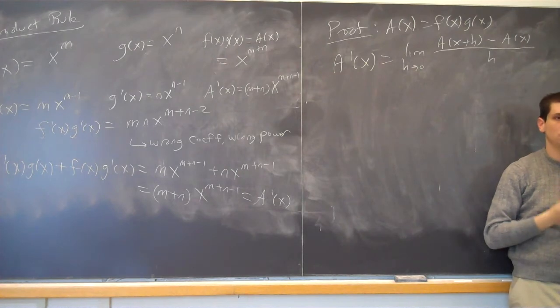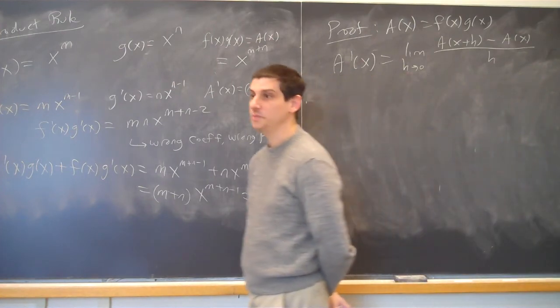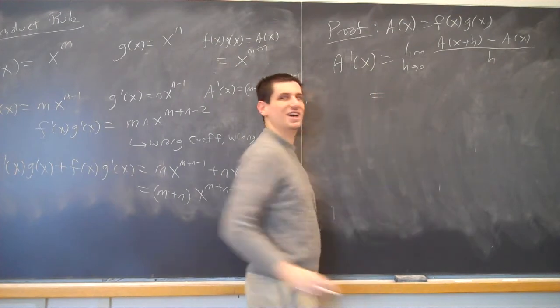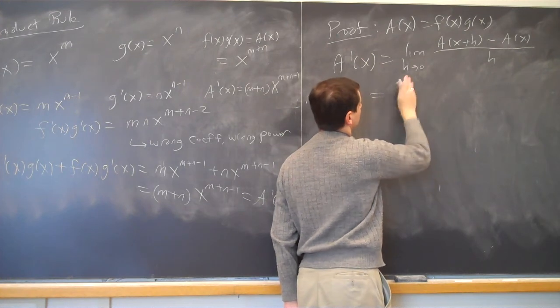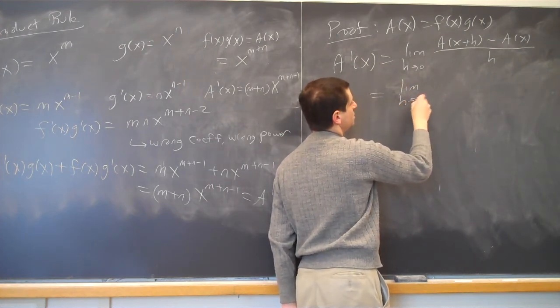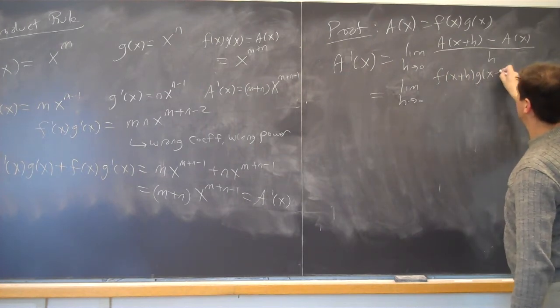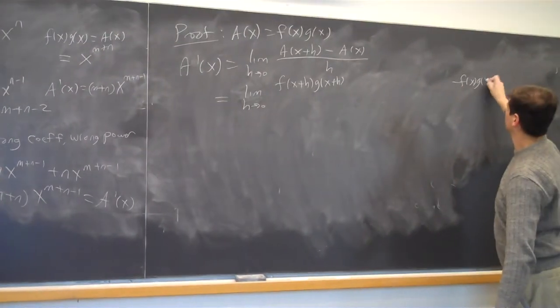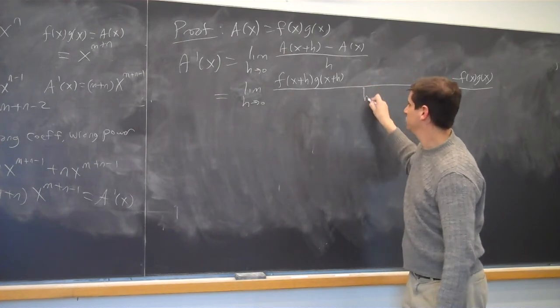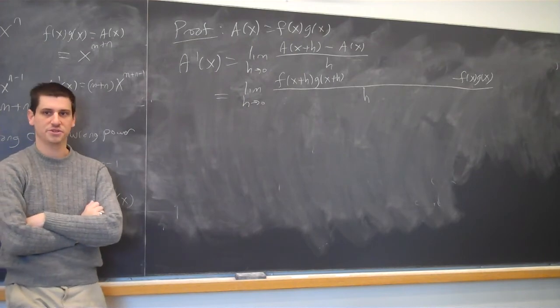So step 1 is always the same. Look at the quantity you care about, write down the definition of its derivative. What do you think step 2 of the proof is? Substitute. But with style. So we're going to write this as the limit as h goes to 0 of f of x plus h, g of x plus h, minus f of x, g of x, divided by h. So I've substituted with a lot of empty space.